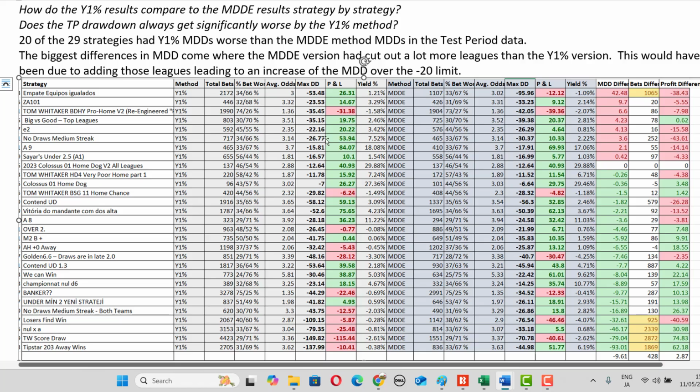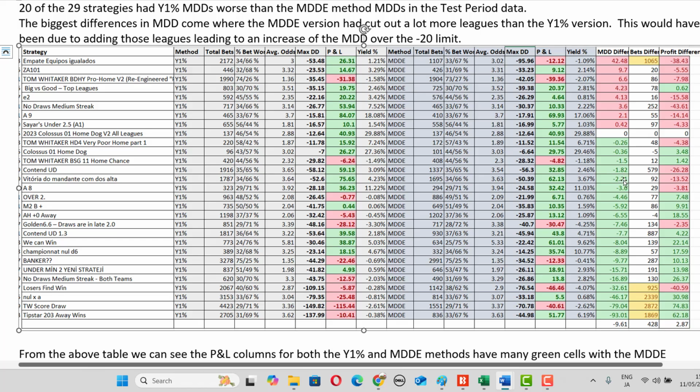So this is the test period data of both of these, and I compared them across, and I found that in general the maximum drawdown in the test period for the 1% yielding leagues and for the MDD leagues overall were very similar, of a ±10 range of drawdowns. And profit levels were also overall similar. Overall, we did see lower drawdowns for the MDDE method, so that still wins. And we did see some higher profit levels for the MDDE method as well.